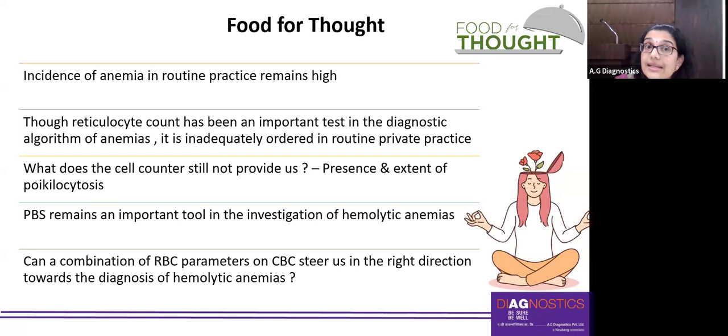What does the cell counter still not provide us? It is the presence or extent of poikilocytosis. So PBS remains an important tool in the investigation of hemolytic anemias. But can we combine some RBC parameters on the CBC to steer us in the right direction towards the diagnosis of hemolytic anemias? Like I had tried to bring out the population in purple. Of course, I was not considering the microcytic anemias, which include the thalassemias. They have been extensively dealt with previously.